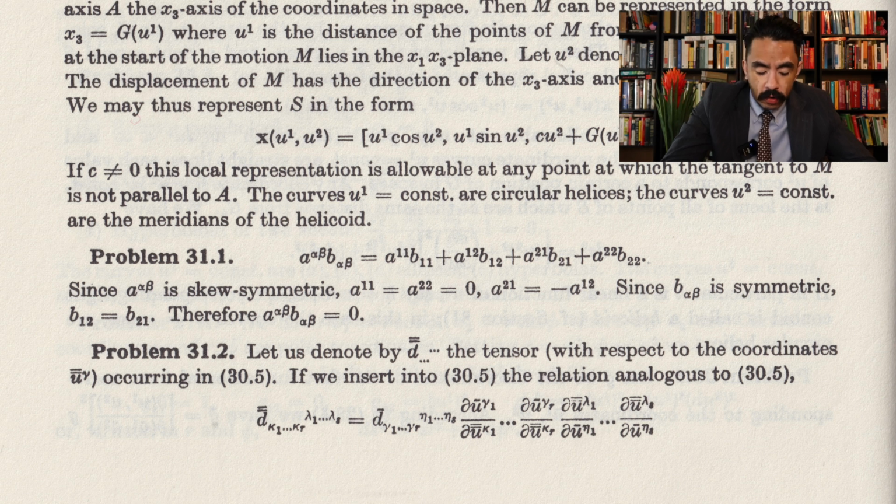through partial u over bar gamma r partial u double over bar kappa r times partial u double over bar lambda 1 partial u over bar eta 1 times etc. through partial u double over bar lambda s partial u over bar eta s.